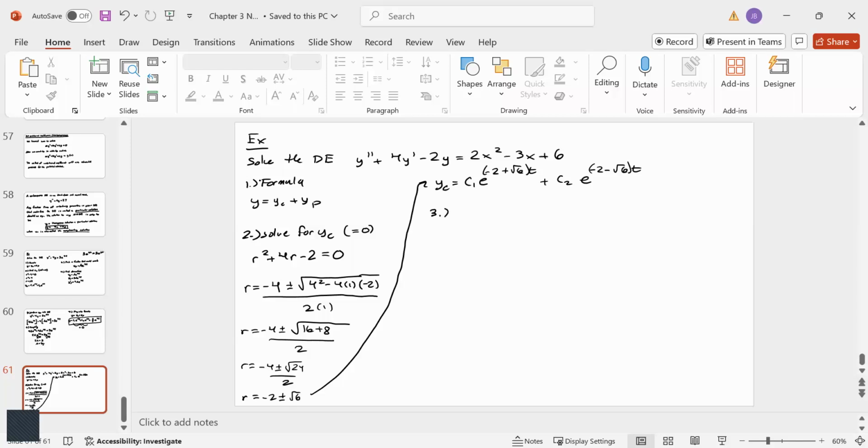All right, step three, pick a yp. So again, we use the logic that I want yp to look like what the right side is. Well, the right side is a quadratic, x squared plus x plus 1-ish, right? So my best guess is that it's going to be ax squared plus bx plus c. Okay? That's just the structure that I'm going to be using. So then I take my derivatives.